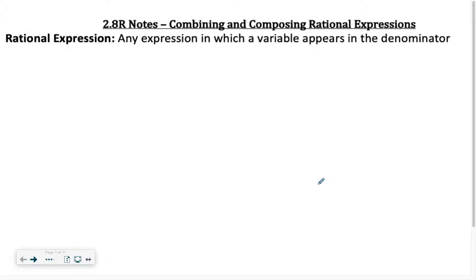All right, in the next unit, we are going to take a look at rational expressions and equations. So first, we are going to revisit 2.8 and focus more on combining and composing rational expressions.